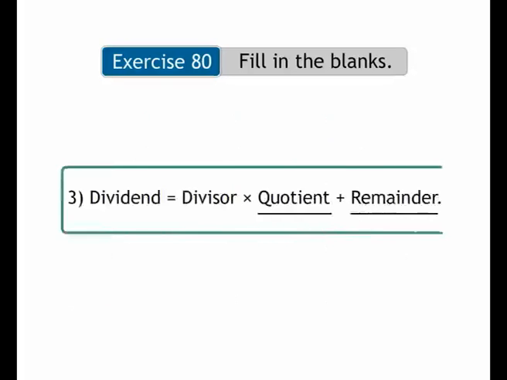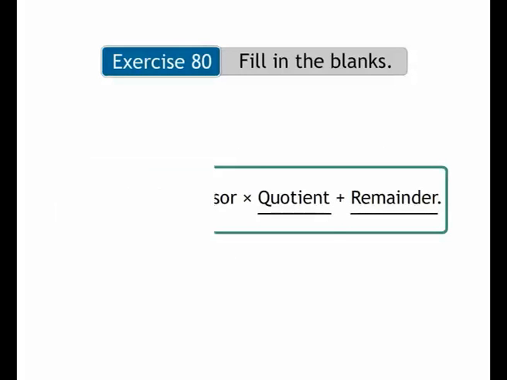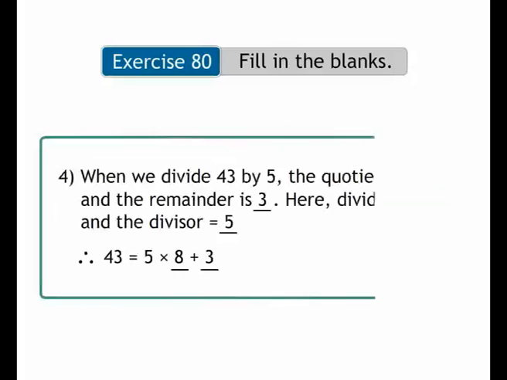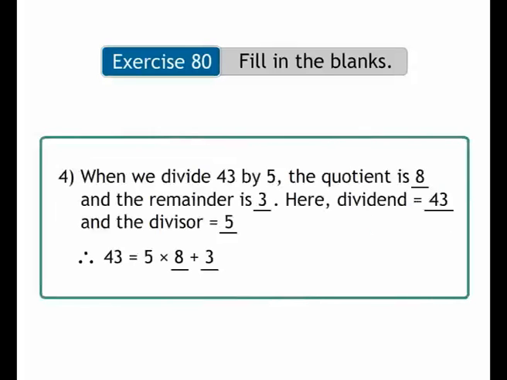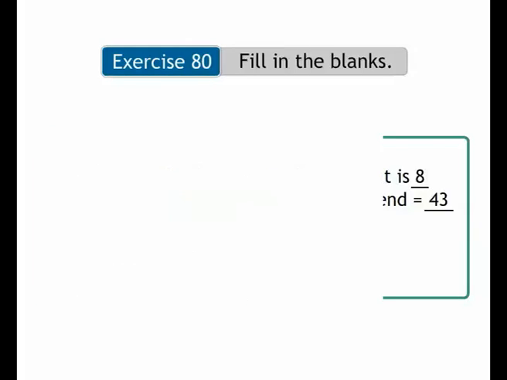3. Dividend is equal to divisor into quotient plus remainder. 4. When we divide 43 by 5, the quotient is 8 and the remainder is 3. Here, dividend is equal to 43 and the divisor is equal to 5. Therefore, 43 is equal to 5 into 8 plus 3.